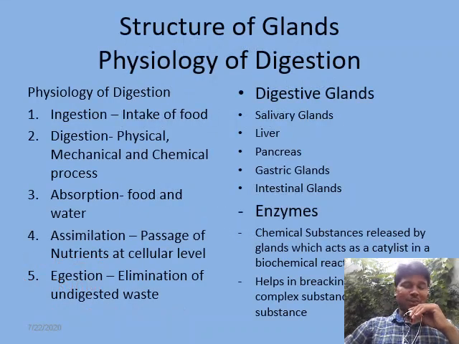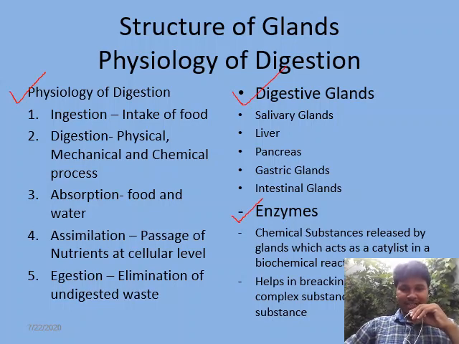This is the introduction about what we are going to learn in this class. We are going to learn about the physiology of digestion, digestive glands, and about the enzymes. In the physiology of digestion, there are 5 steps mainly. They are ingestion, digestion, absorption, assimilation, and defecation. Ingestion means nothing but intake of the food, and digestion is the actual process.